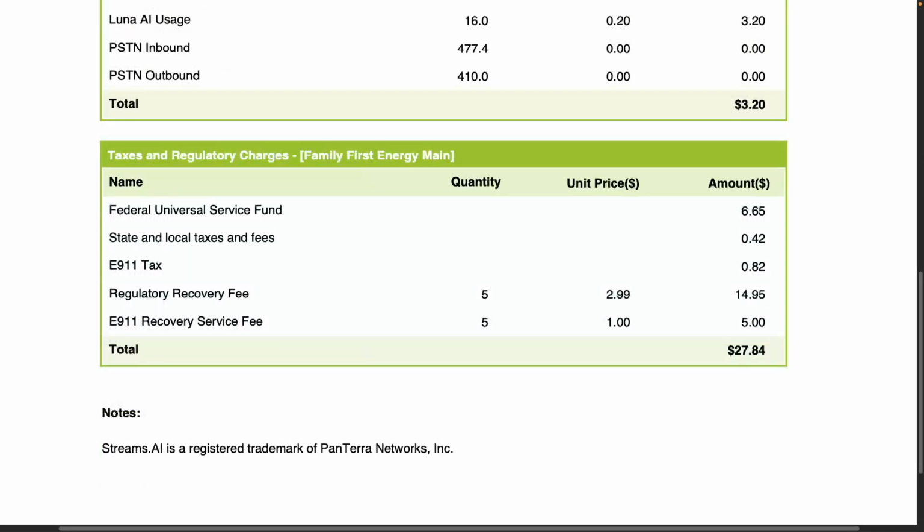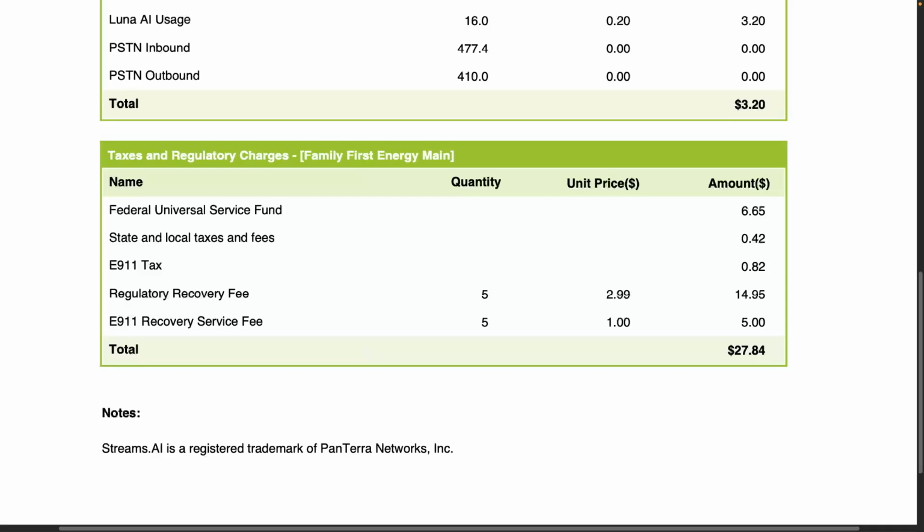Finally, let's review the taxes and regulatory charges. This section includes a mix of government taxes and service related fees required to support and maintain the service. For this invoice, those include Federal Universal Service Fund 6.65, state and local taxes and fees 0.42, E911 tax 0.82.